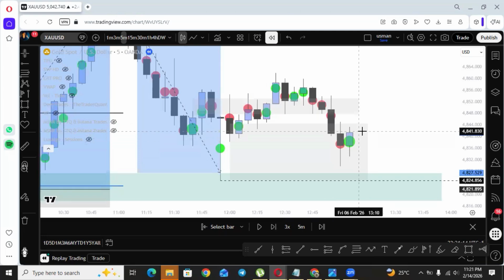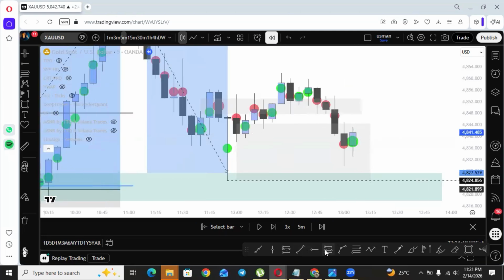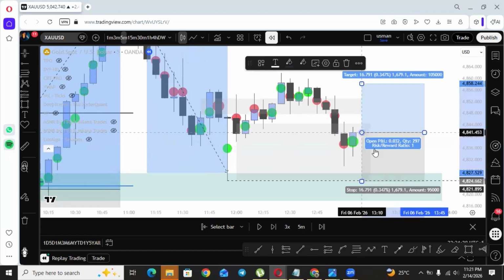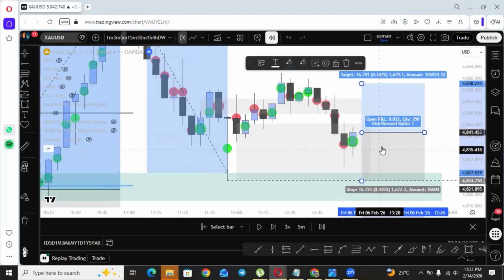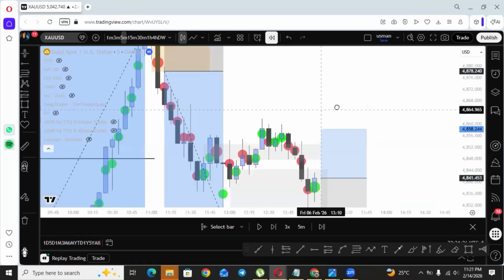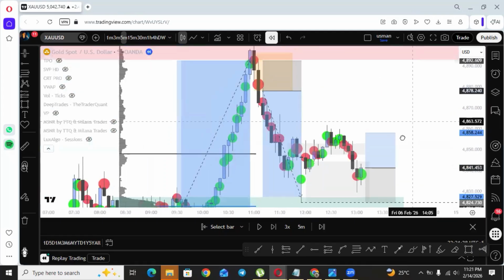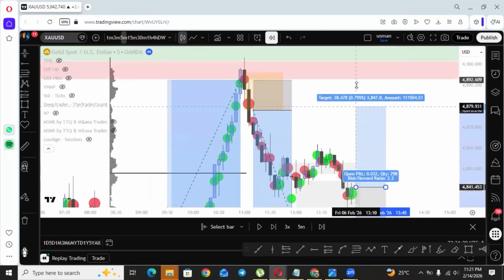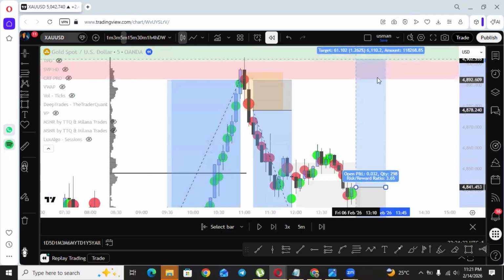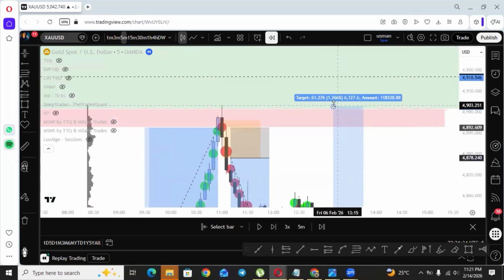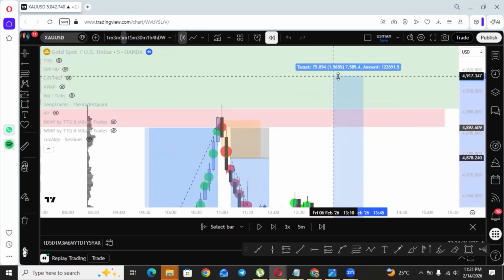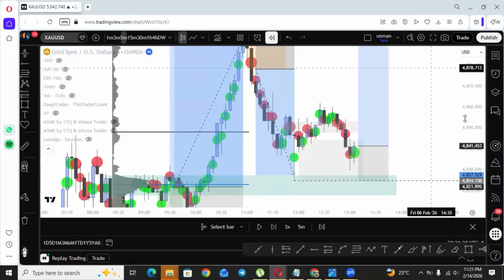So I got an aggression of buyers over here. I find this aggression good. So I will enter at this point. I put my stop loss at this low, which is the strongest level. I got my entry at the discounted price, and now I will target our bias.